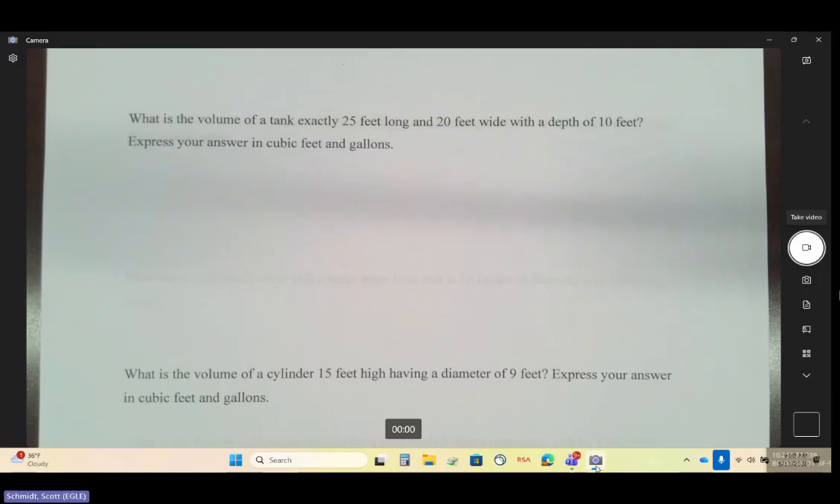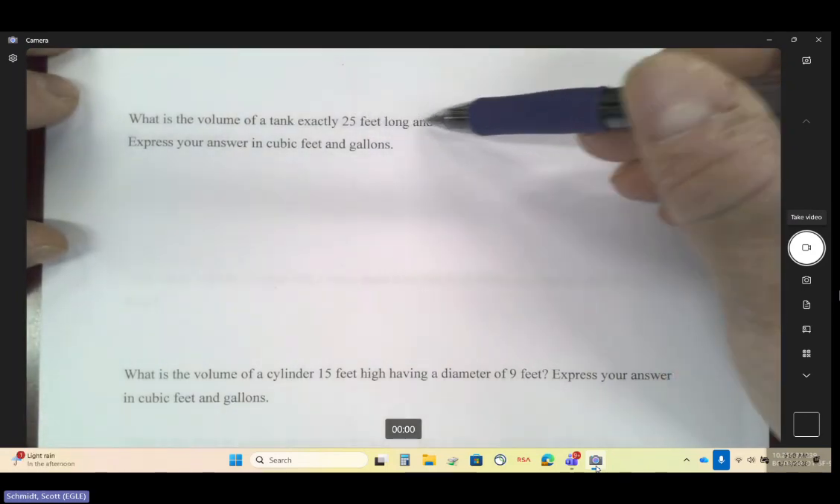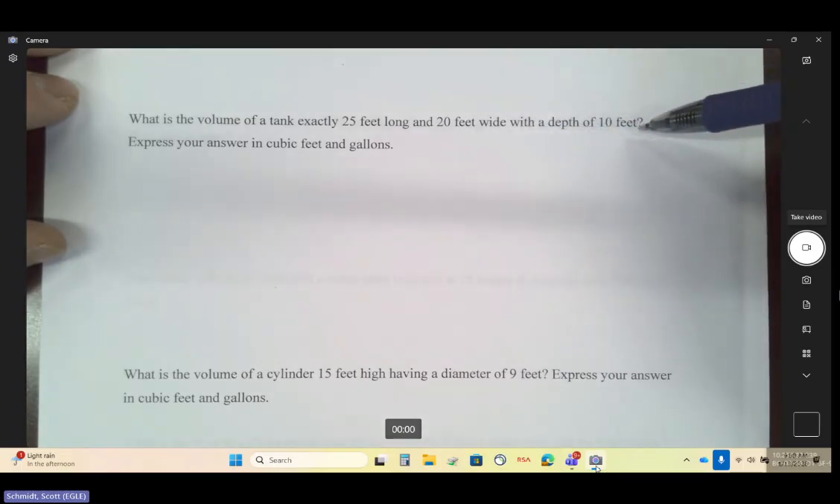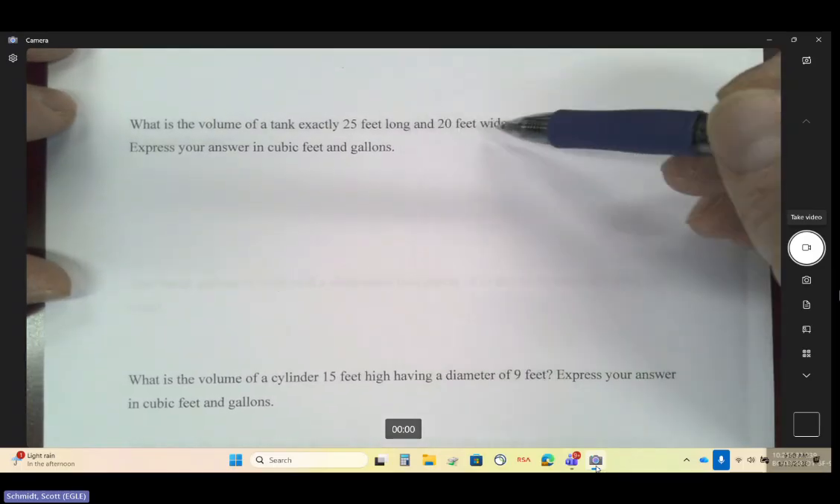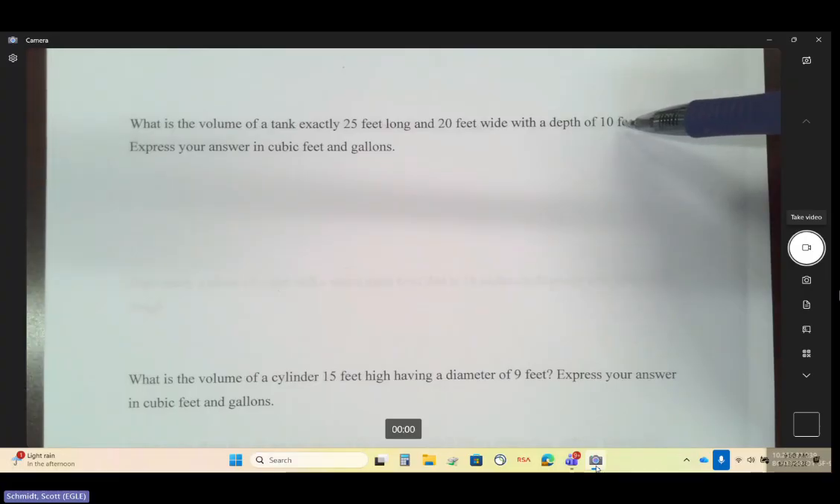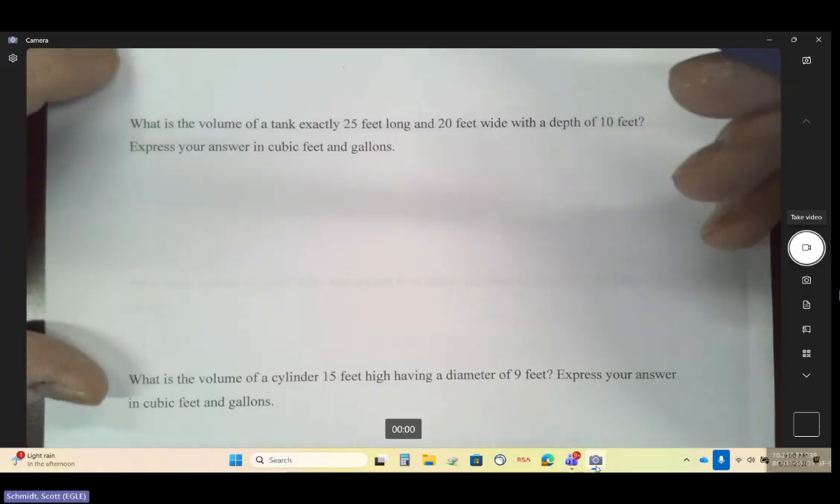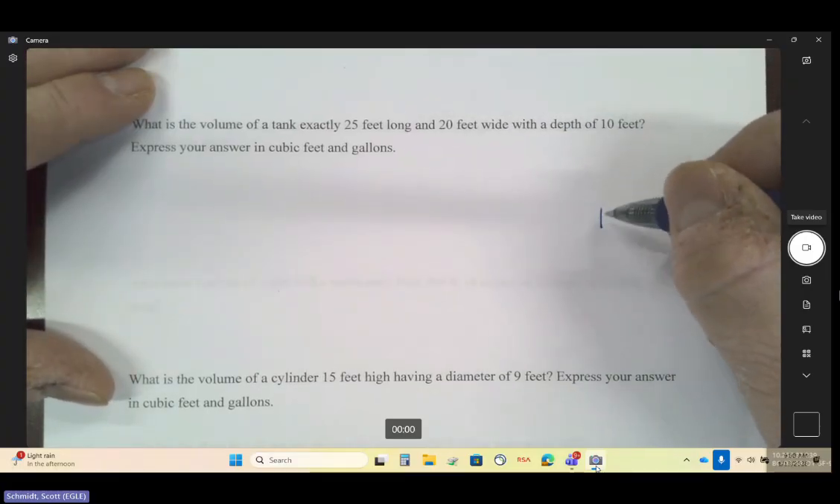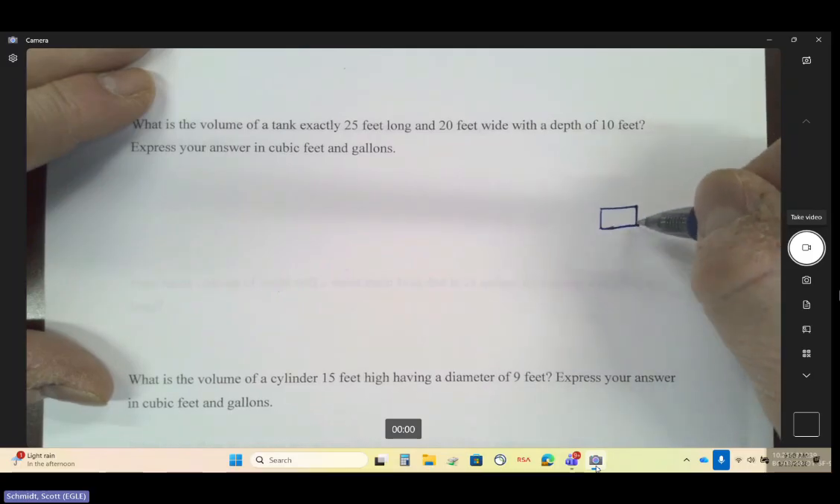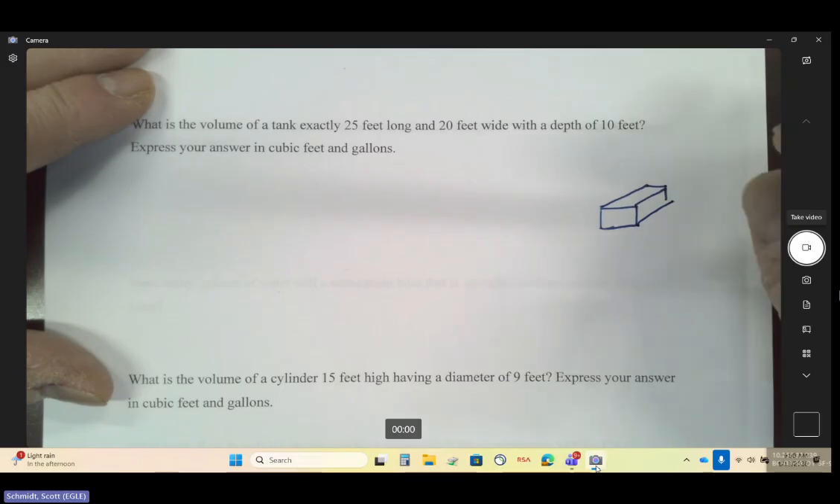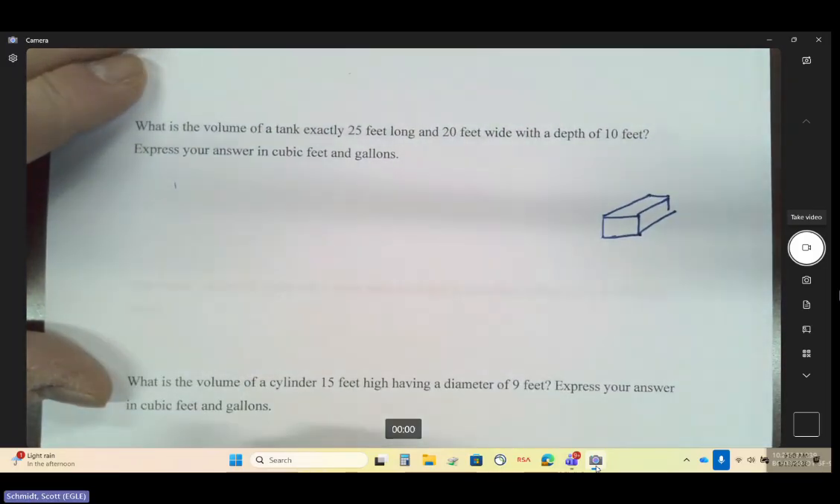All right, so here in the very first one, I'm going to walk you through every step, write down every formula, and explain it. What is the volume of a tank exactly 25 feet long and 20 feet wide with a depth of 10 feet? So I have 3 measurements, and I don't see the word diameter. That indicates I'm dealing with a rectangular prism, or as I like to call it, a box if you've had me before. We want the volume expressed in cubic feet and in gallons.